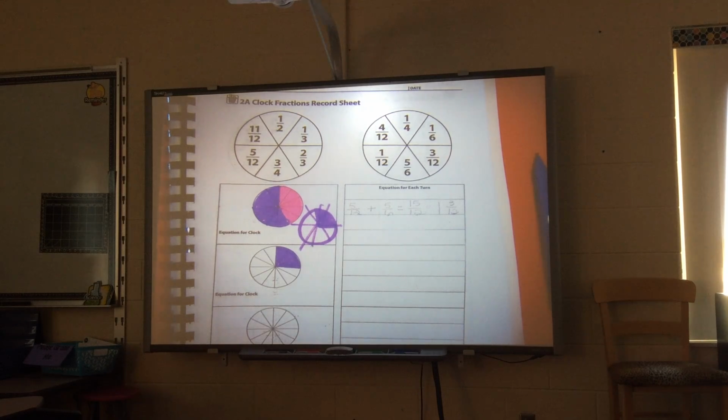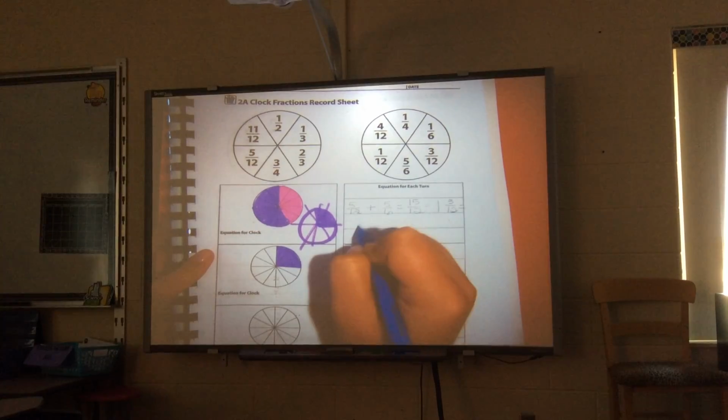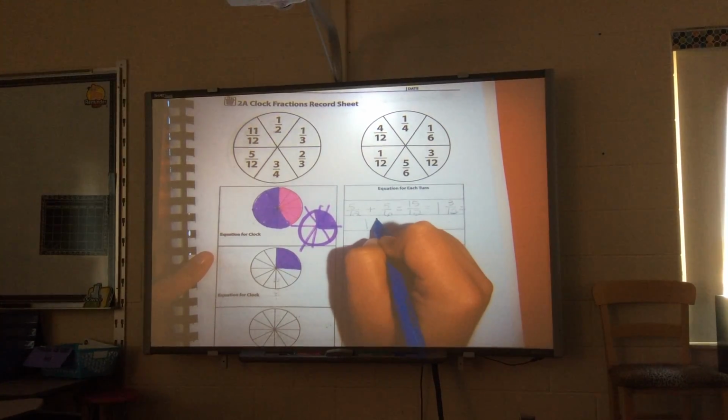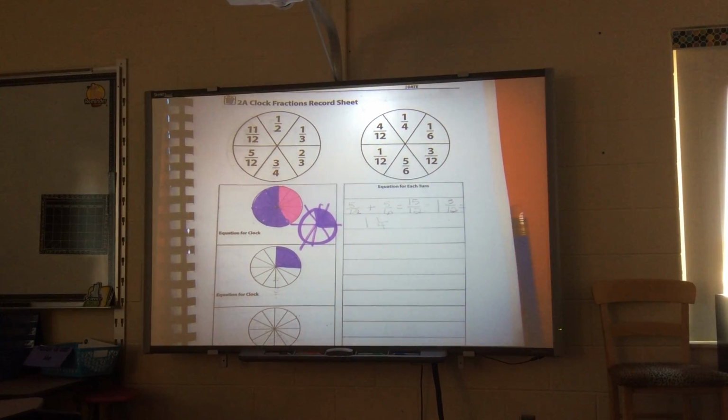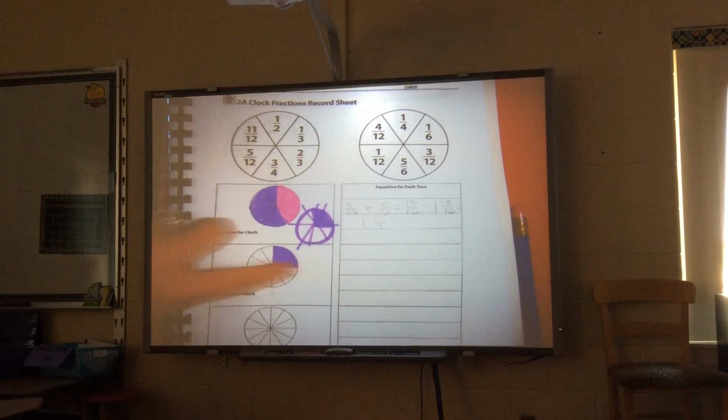Now, I can give the next turn to my partner. My partner is going to spin again, and we are going to use their page to continue adding fractions, okay? So once I fix this 1 3/12, I know that that is 1 and 1/4. That was what I had, 1 1/4.